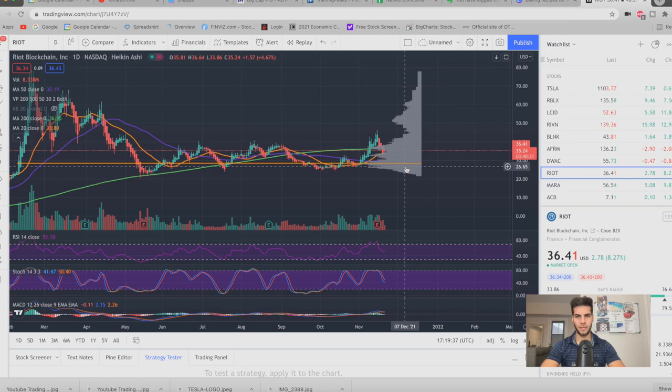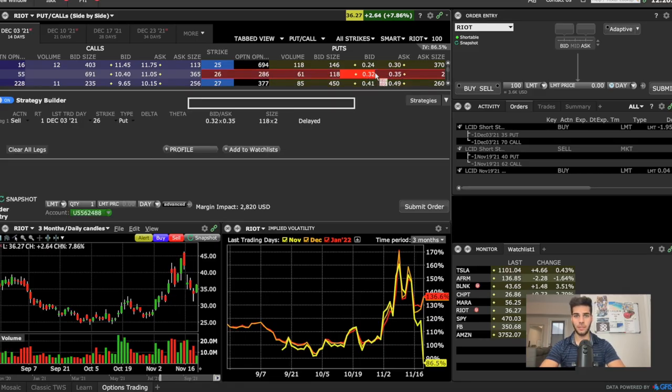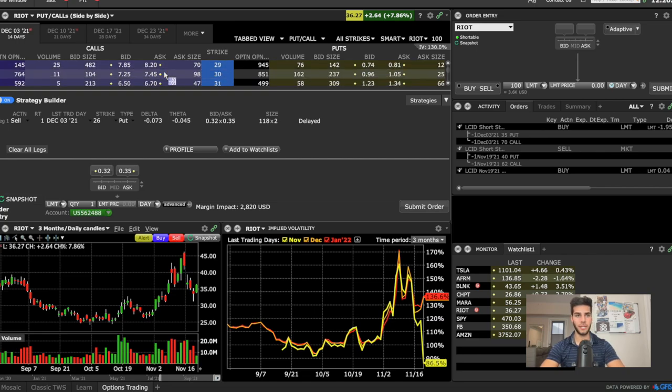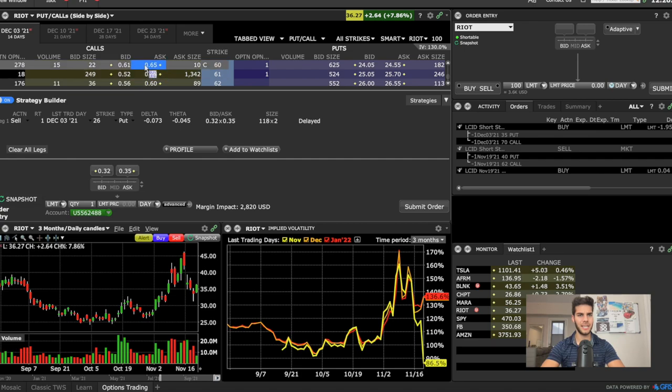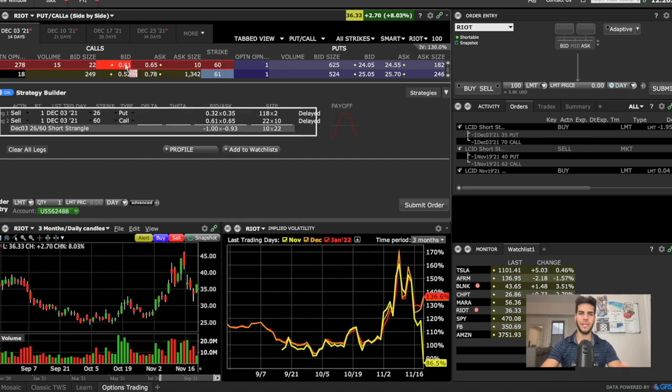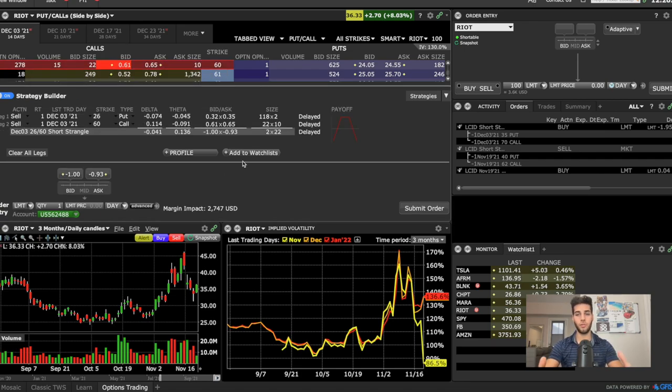So let's use the 26 put and the 60 call, just over 1% for that one, because it's 32 cents for the 26 strike. And then we go to the calls on 60, and it's 1% as well. So when you get 1% on both sides, that's awesome. You can use more leverage because you're selling a call and you're selling a put, so you can only theoretically lose on one side. And because of that, your broker will give you more buying power on these trades when you short strangles.